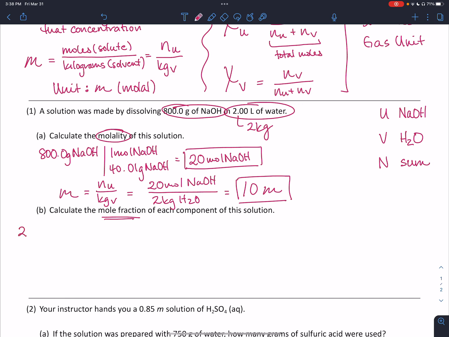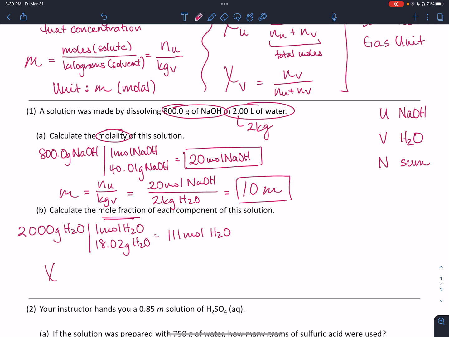So I'm going to start with that 2 kilograms, convert that into grams. So 2,000 grams of H2O. Use my periodic table and calculate the molar mass, which is 18.02 grams per mole. All right, divide 2,000 by that 18.02 grams, and I find I have 111 moles of water.